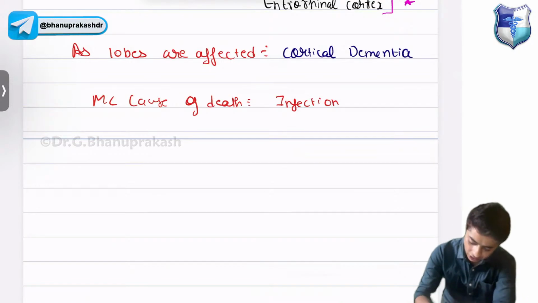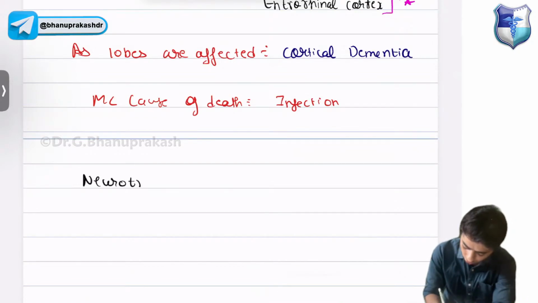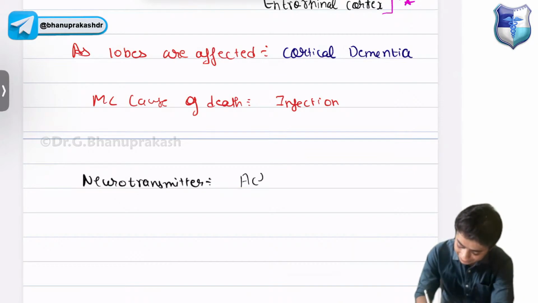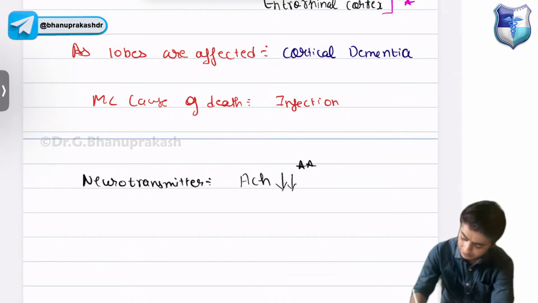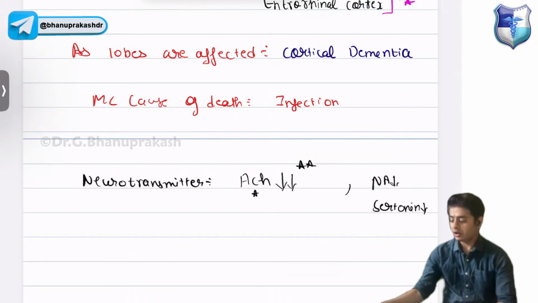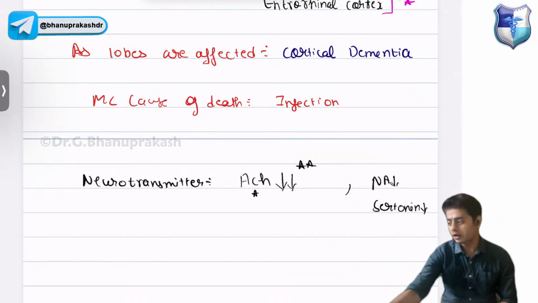So in this condition, when it comes to neurotransmitters, there is a decrease of acetylcholine mainly. Norepinephrine and serotonin also decrease, but the main decrease is in acetylcholine. Why is there a main decrease in acetylcholine?